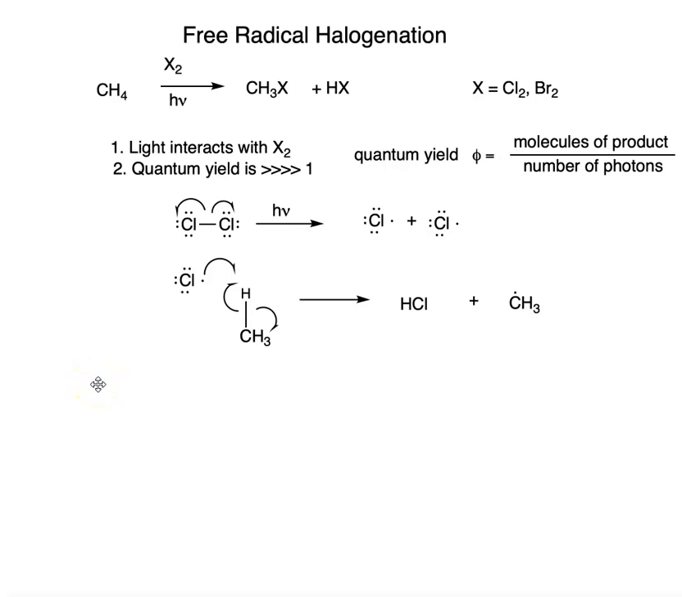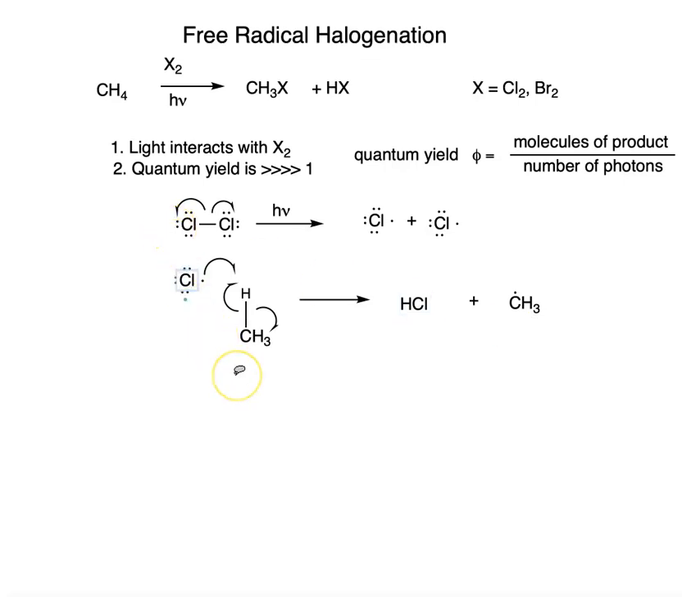In the second step, one of my chlorine radicals reacts with one of the hydrogens on methane to extract that hydrogen, giving me, in this case, HCl and a carbon radical. So again, I'm moving one electron at a time. So I'm showing this electron reacting with one of the two electrons in this bond to give me HCl, and the other electron ending up on the carbon to give me this carbon radical. So that's the second step.